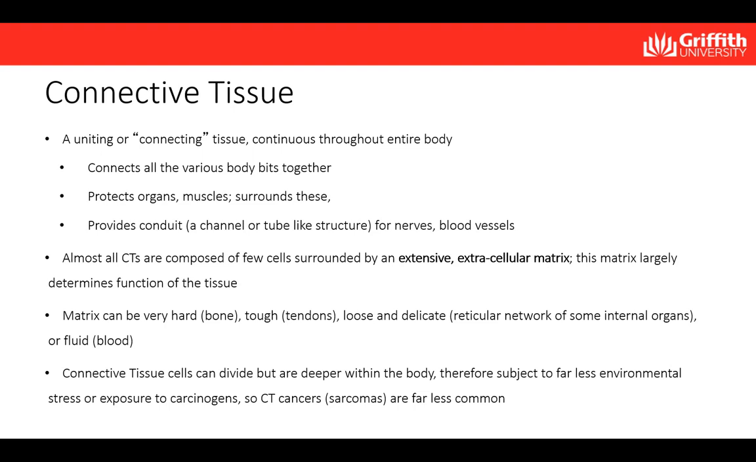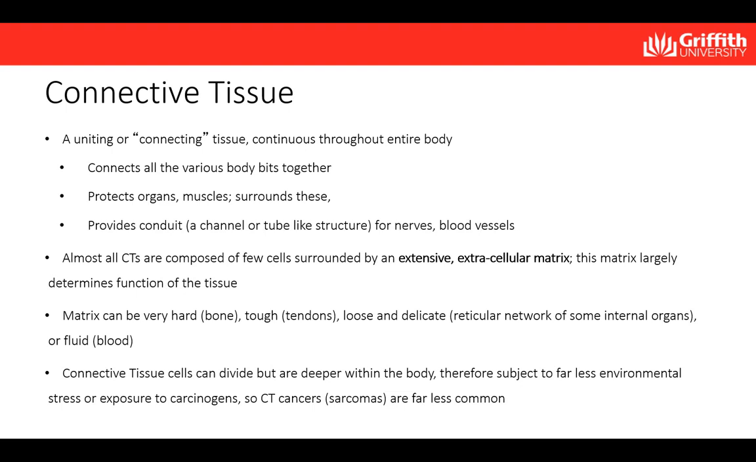Connective tissue is the most abundant and widely distributed tissue in our body. It is continuous and connects all the various bits of the body together, providing protection and support to the organs and muscles. Connective tissue also acts as a conduit for nerves and blood vessels to pass through.